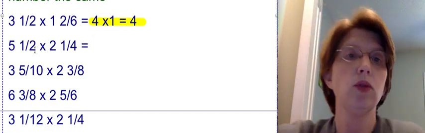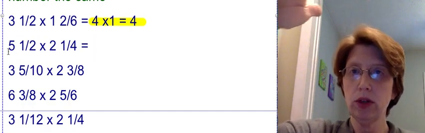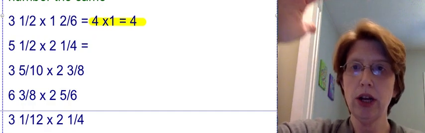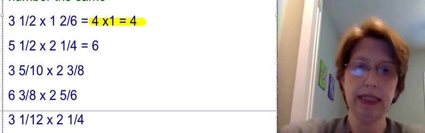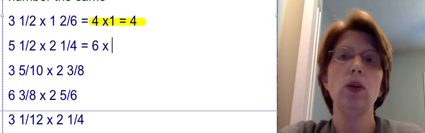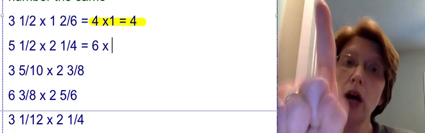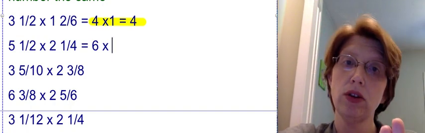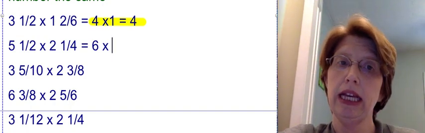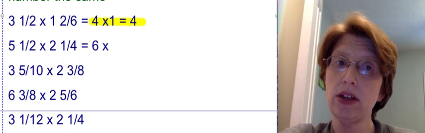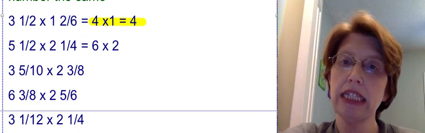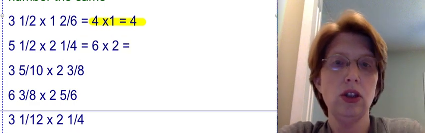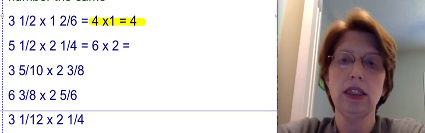5 1/2. Well, there you go. Half or more. What are we going to call this? We're going to bump it up to 6. So now 2 1/4. Is that less than half? Yes, so that's going to stay 2. So 6 times 2 is 12.